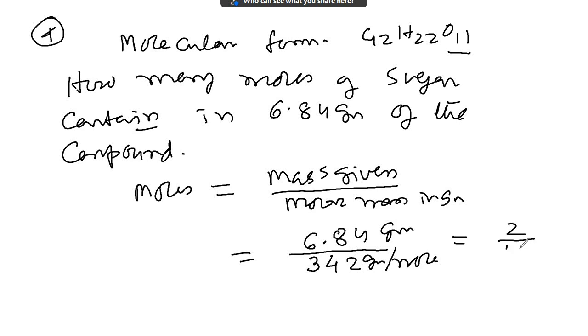2 by 100, that is 0.02 moles. Now the sum is over. The number of moles of sugar they are asking, in this case it is this, but I won't stop the sum over here.